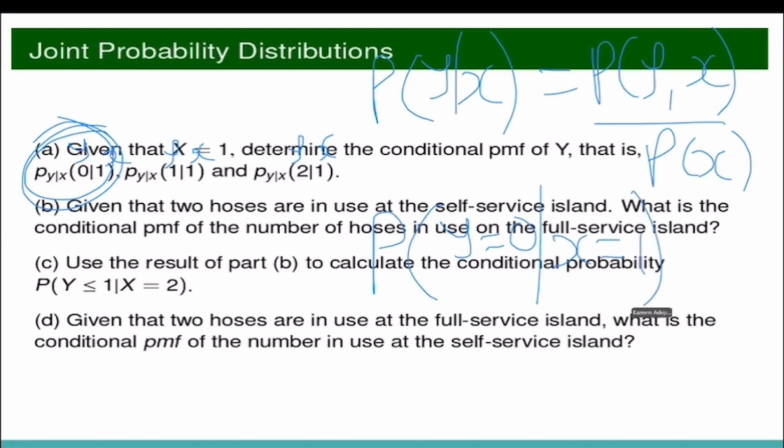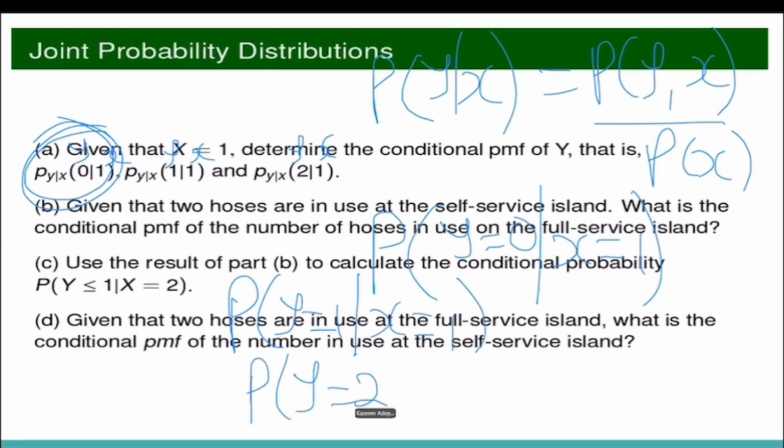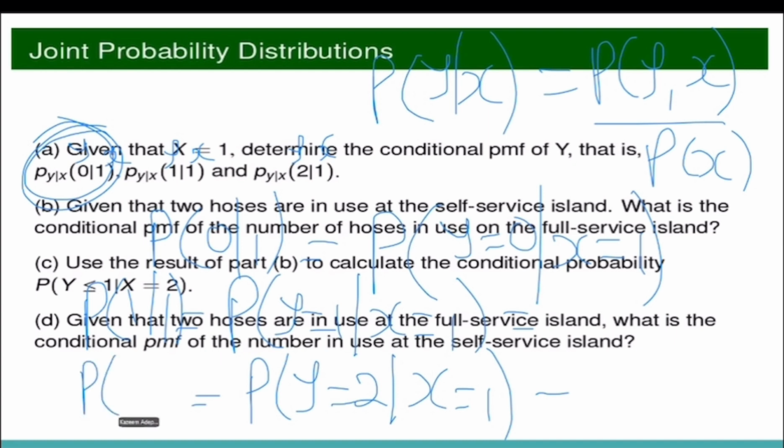Okay, the second one now is Y equal to 1 given X equal to 1. And the last one, Y equal to 2 given X equal to 1. So that is the way I wanted to interpret P of 0 given 1, P of 1 given 1, and P of 2 given 1. So that is the way you're going to interpret that. I'm now going to be making use of the formula here.